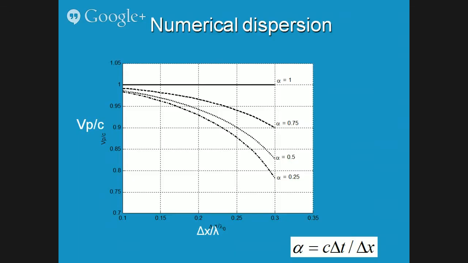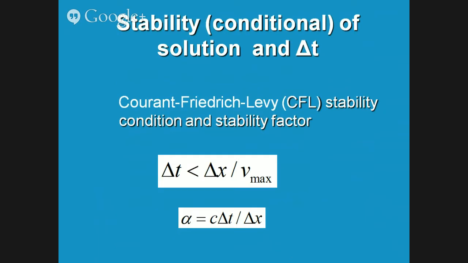Optimum, yes, we are coming to that. Another feature of the FDTD solution is what we call the stability of the solution. Here the stability is conditional, and it depends upon delta T, the step size in time.